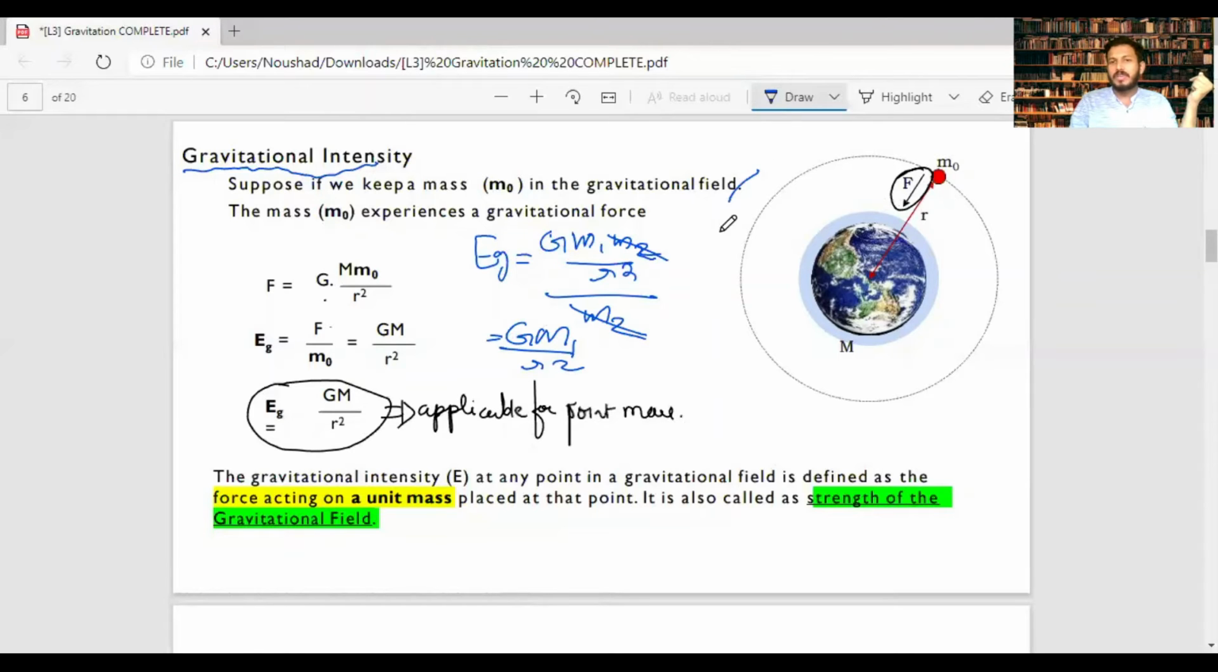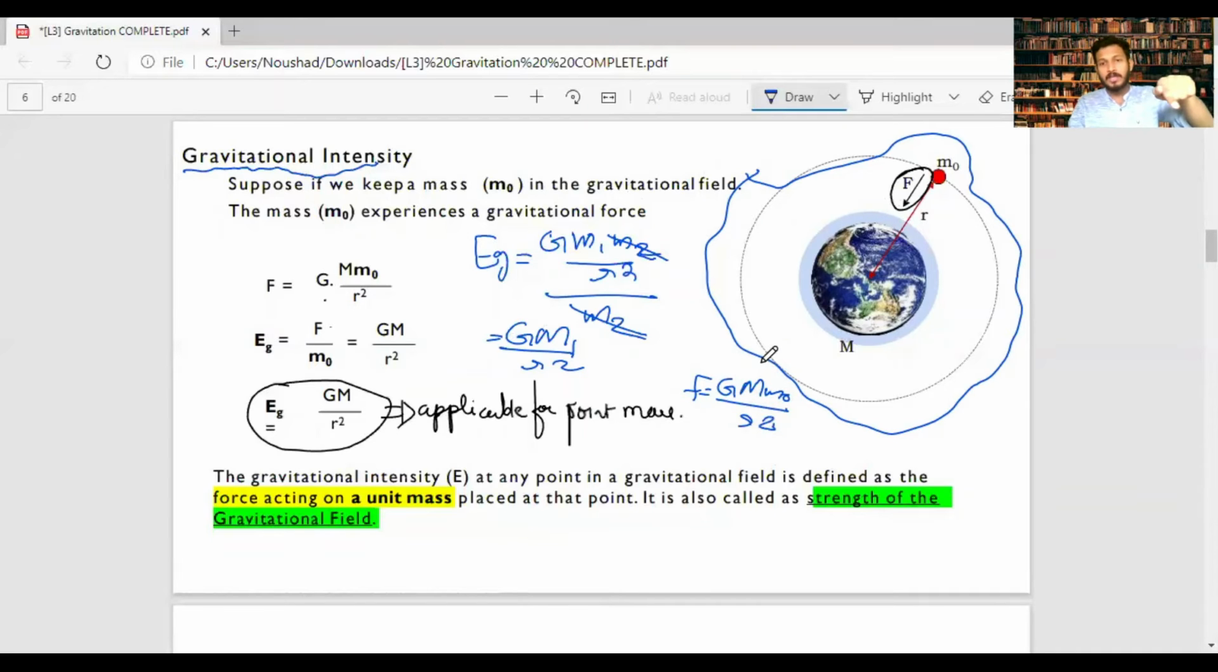In the case of this figure, there is a capital letter M. So the force is equal to G M and small m0 divided by r square. This is for m0 mass. What about unit mass? Divide by m0. Very simple. So m0 gets cancelled. So this equation is given: Eg, gravitational field intensity, is GM by r square.